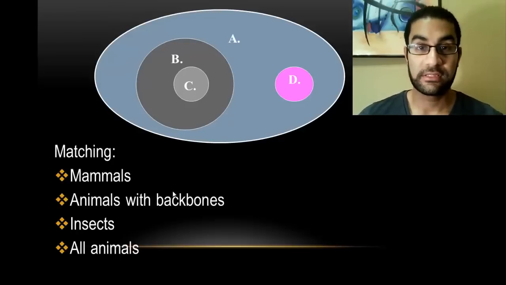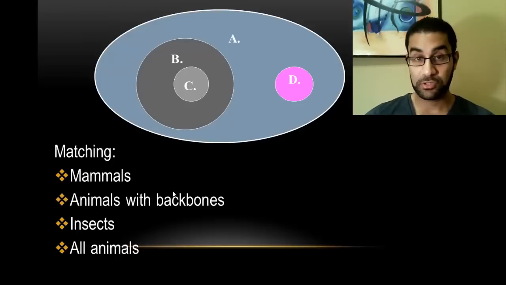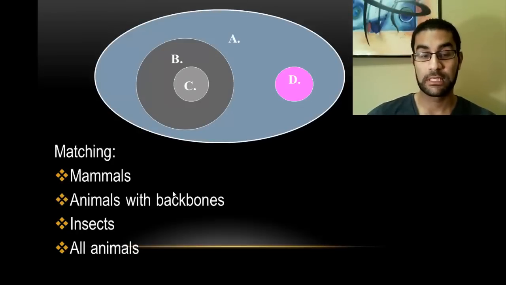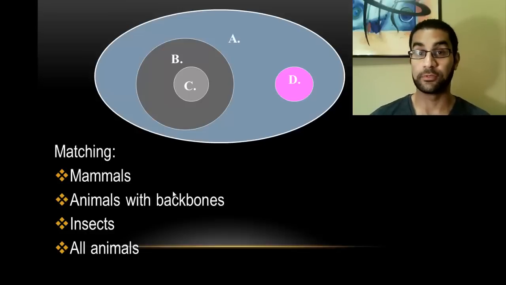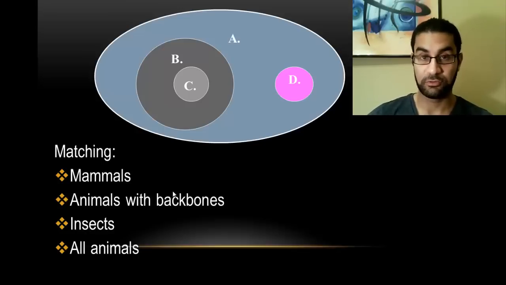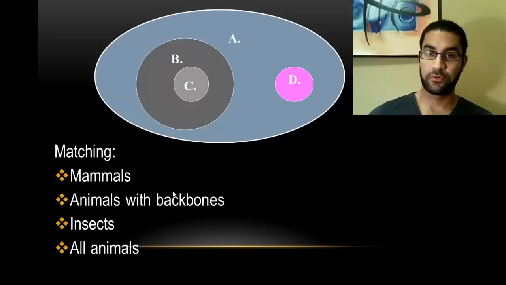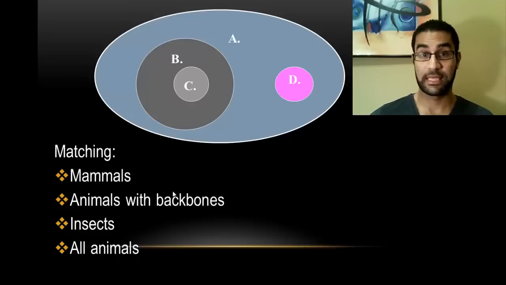There are four things that I need to categorize here. I have mammals, animals with backbones, insects, and then all animals. And based on the diagram that you see in front of you, you should be able to tell me which one's which. So, for example, mammals represents organisms that are animals, right? I showed you the diagram before. They're in the phylum Chordata, which means they have a spinal cord, or they do have a backbone. And then there's a specific category of animals with backbones.